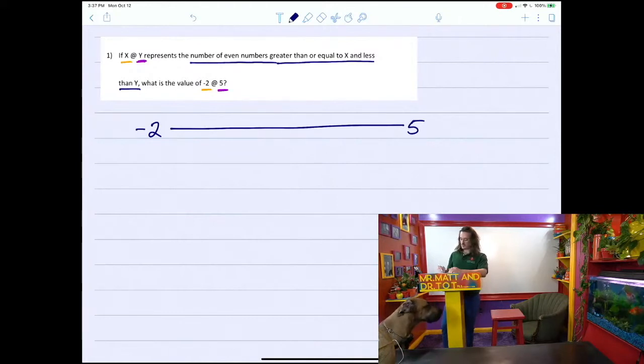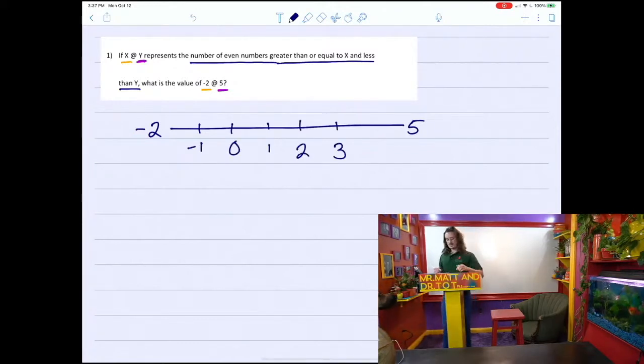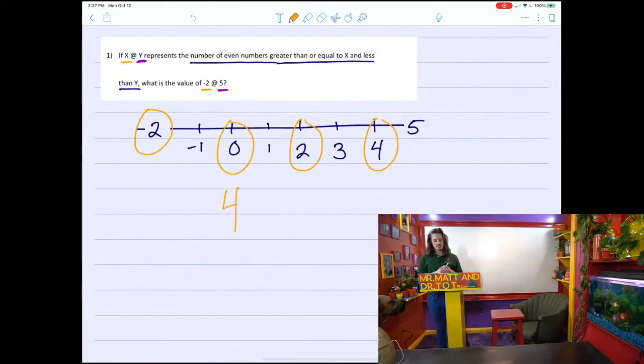So we're talking about all the numbers from -2 to at sign 5. So from -2, we'd have -1, 0, 1, 2, 3, and 4. And we're talking about the numbers that are greater than or equal to x, but less than 5. So we're including -2. Then we'd have 0, 2, and 4. So there would be 4 even numbers between -2 and 5.